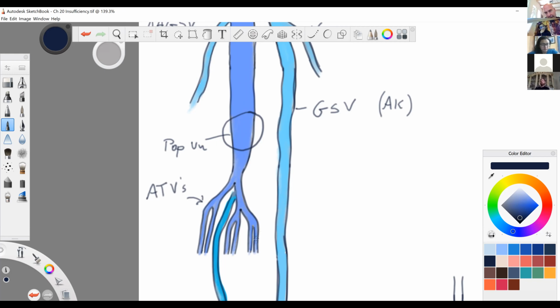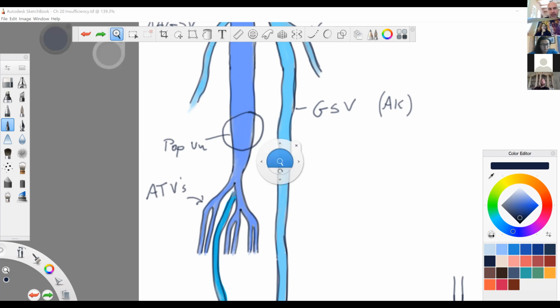And I'm drawing everything obviously flat here. So, well, we know that these, I'm just going to draw this in quickly and then erase it. We have the peroneal veins and the posterior tibial veins as well. Let's get those out of there.